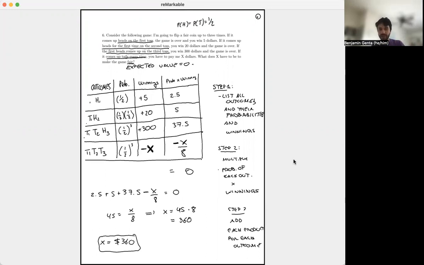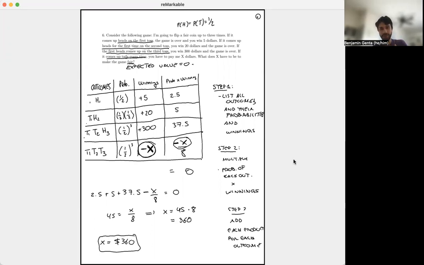And again, if you want to check, you can say, okay, I found 360. Let me plug 360 in for X over here, and let me just run the calculation again to make sure that everything's right. And you'll see that everything is right.